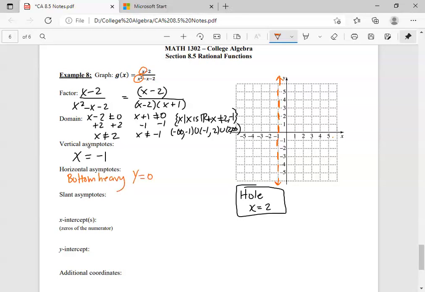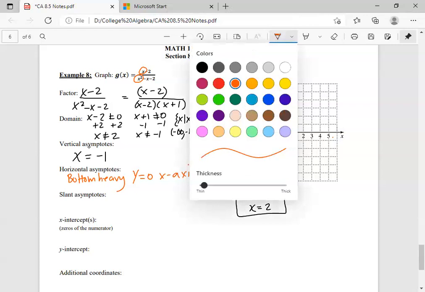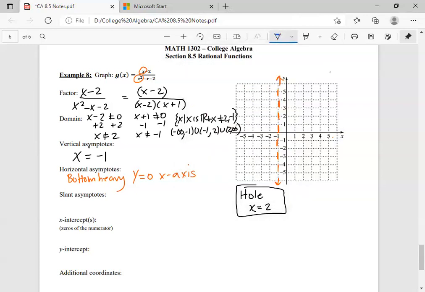So y equals 0, which is your x-axis, is a horizontal asymptote, which we suspected when we went to our graph a while ago. We saw that it kind of had a break right there. So we're coloring that part in. Slant asymptotes only happen if the numerator is one higher than the denominator, like an x to the third over an x squared. We're not doing those in this class.